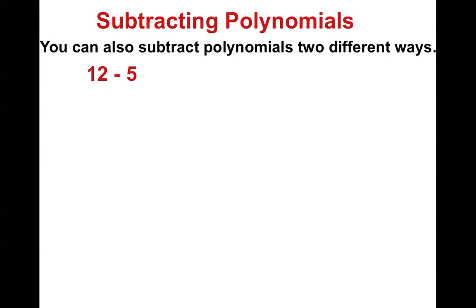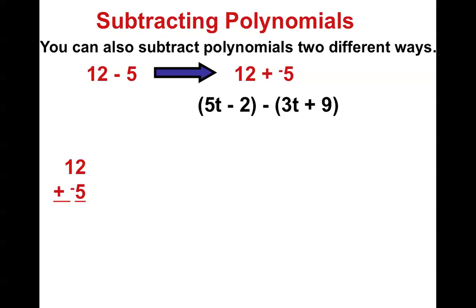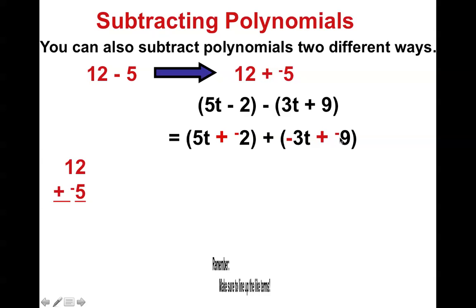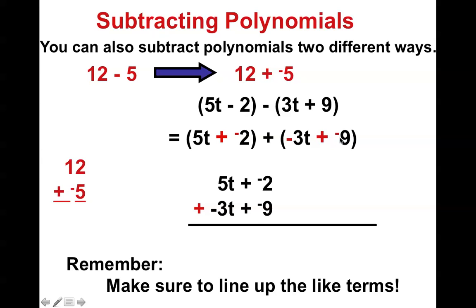Remember how I said that you could subtract things differently when you were in first grade? You could also stack these. So once I rewrite the problem, adding, the opposite of 3t is negative 3t. The opposite of 9 is negative 9. I could also stack them. Just make sure to line everything up properly and it'll be nice and easy. 5 plus negative 3, 2. Negative 2 plus negative 9, negative 11.